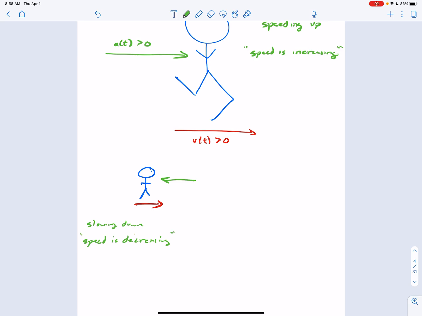What's happening here is that you have a positive velocity because you're moving towards the right, but then my acceleration is moving towards the left. So actually my acceleration is negative here.